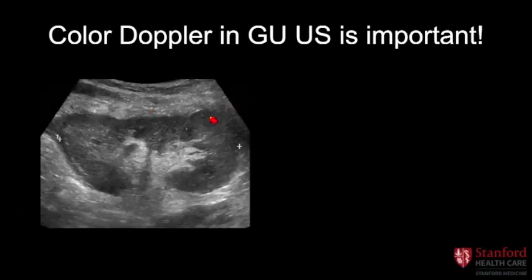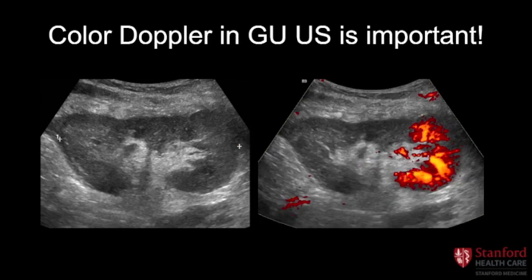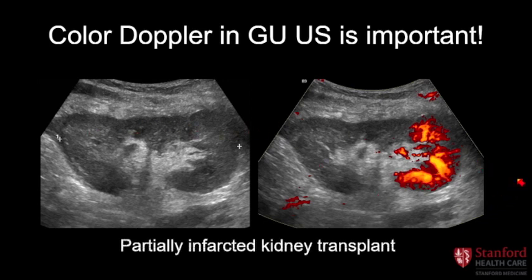Different patient, this is a transplant kidney. To my eye, on grayscale, it looks pretty normal, but with color Doppler, we see that the entire upper two-thirds of the kidney does not perfuse. There's no color here. Whenever we see something like this on color, it's nice to verify with power. Power is a little bit more sensitive for slow flow, so we have power here. There's still no detectable internal vascularity, so what looks normal on grayscale is actually a partially infarcted kidney transplant.